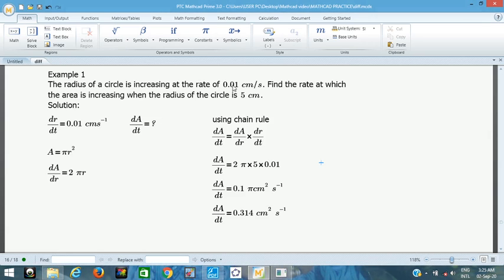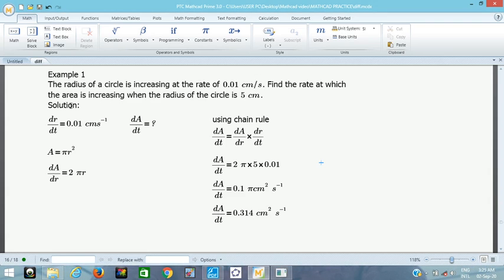is increasing at the rate of this, so the rate of change of radius has been given. So rate of change of radius is given, and when they give rate of change of radius, what do they mean? They mean the radius, like dr divided by dt. That is this, you get it? Then they now say find the rate at which the area is increasing when the radius is this.